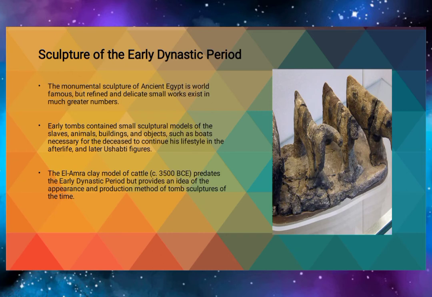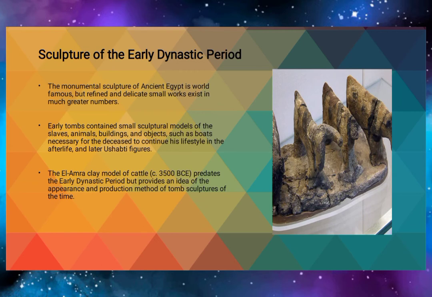Next, early tombs contain small sculptural models of the slaves, animals, buildings, and objects such as boats necessary for the deceased to continue his lifestyle in the afterlife, and later Ushabti figures. However, the great majority of wooden sculpture has been lost to decay or probably used as fuel, but the small figures of deities or their animal personifications are commonly found in popular materials such as pottery. There were also large numbers of small carved objects, from figures of the gods to toys and carved utensils.